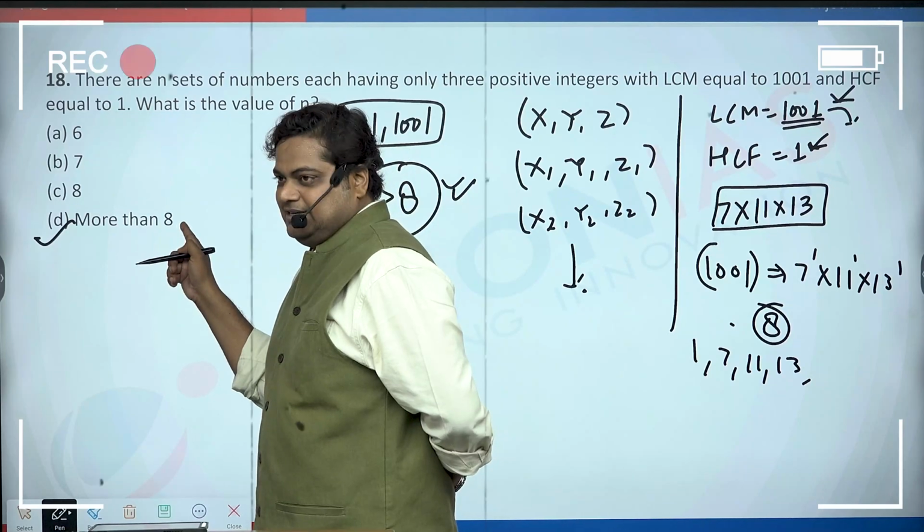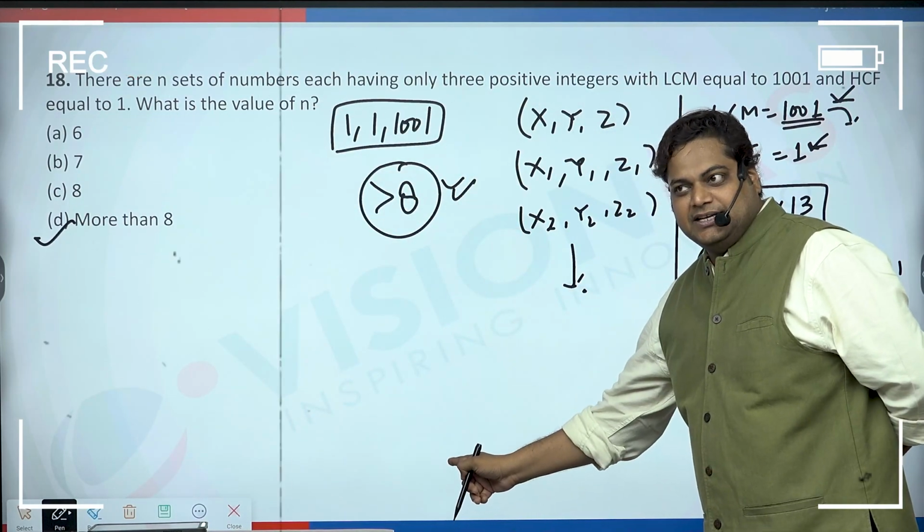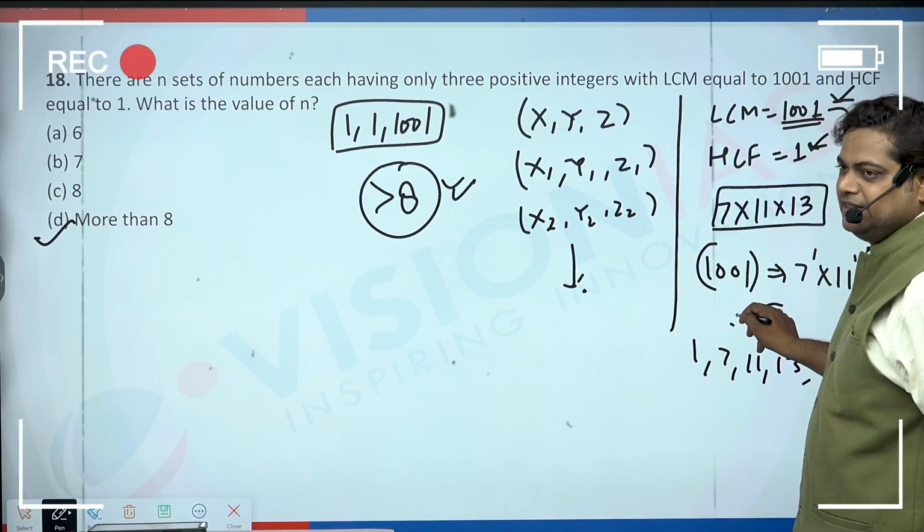So we need to find out if we are writing this way. Either write it like this and find all the combinations that are possible, or get some idea with this, with the number of factors.